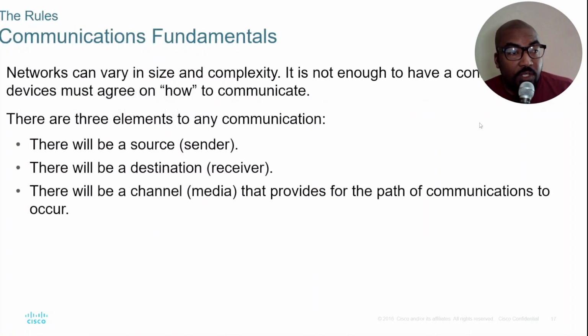Okay, we just watched a video. Now, networks can vary in size and complexity. It is not enough to have a connection. Devices must agree on how to communicate, right? They need to know how to do these. So there will be a source, there will be a destination receiver, and there will be a channel media that provides the path of communication. That's that network media. So if you go back to my module 2, that's that basic switching configurations, right?